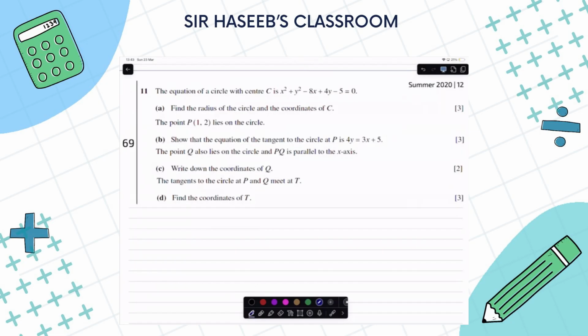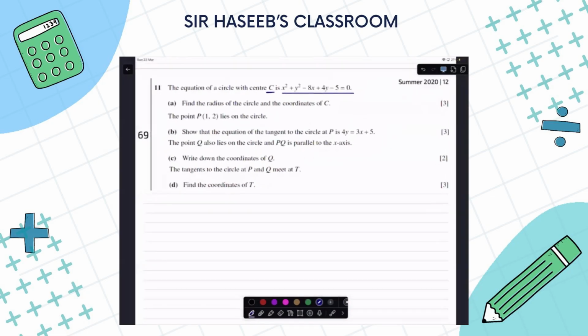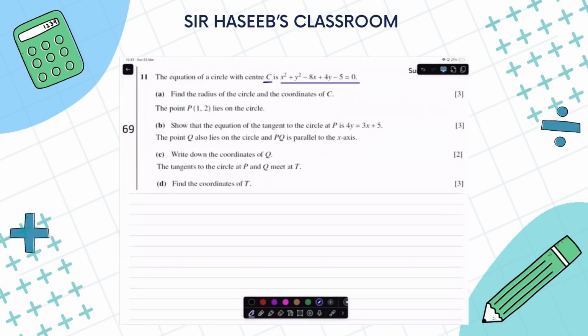So the equation of the circle with center C is x square plus y square minus 8x plus 4y minus 5 equals 0. Find the radius of the circle and the coordinates of C. So let's do the completing square form. x square minus 8x plus 4 square plus y square plus 4y plus 2 square equals 5 plus 4 square plus 2 square. Do you agree? We added 4 square and 2 square on the left, so we add 4 square and 2 square on the right.